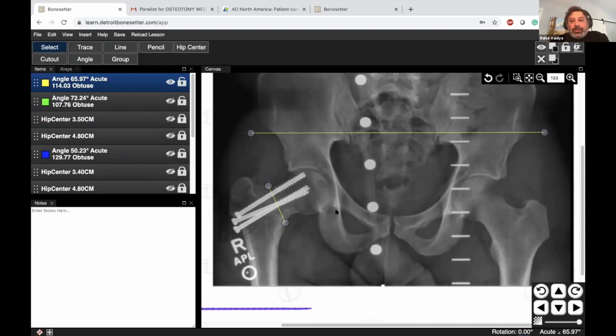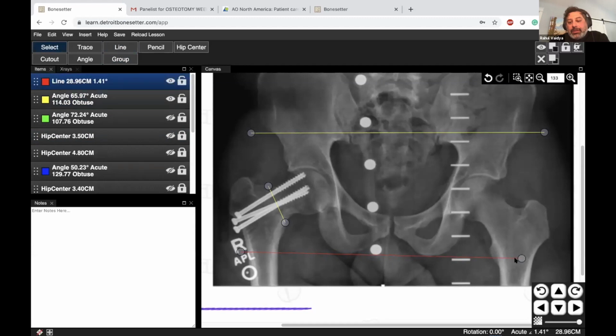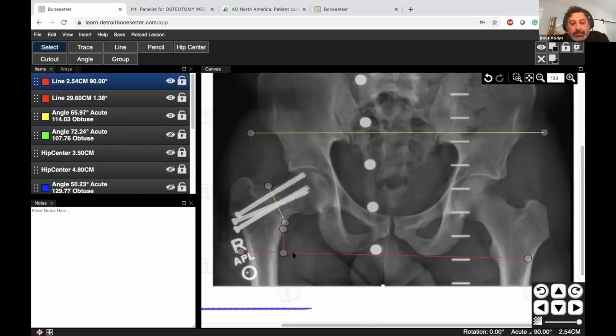And the last thing we're going to do is a leg length. So we're going to do the leg length discrepancy like we do when we're measuring a total hip. We're going to take a line and we're going to draw it across the ischial tuberosities like that. And what I'm going to do is I'm going to look and see where the line crosses the normal side of the lesser trochanter, and I'm going to draw a second line from about the same spot on the lesser trochanter down to this line. And it's about a 2.5 centimeter leg length discrepancy.